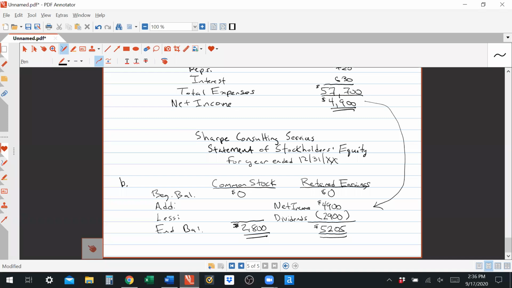We know net income is 4,900. We know dividends were 2,900. Does 49 minus 29 equal 5205? Most certainly not. So that means the beginning balance of retained earnings, we could solve for it. Something plus 4,900 minus 2,900 equals 5205. I think that would be 3205. It would have to be the beginning balance. So I'll put a little star by this. And then we have our total column.